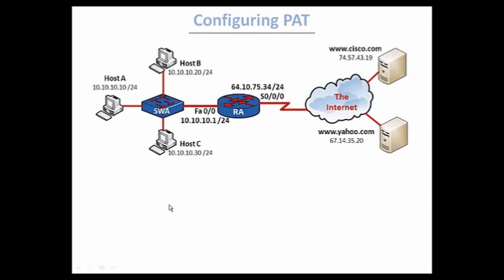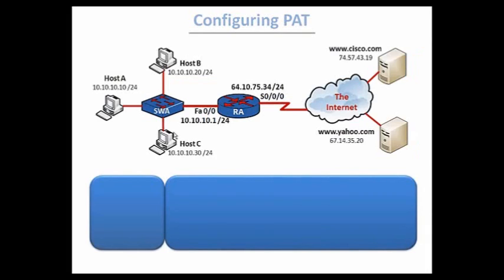So let's see how we can configure PAT. Well, we would need to configure an access list, and based on the IP address of host A, I have to type access-list 10 permit 10.10.10.0 0.0.0.255 with a wildcard mask, in order to specify that every single host within the network 10.10.10.0 is allowed to be translated to a public IP address and go onto the internet.